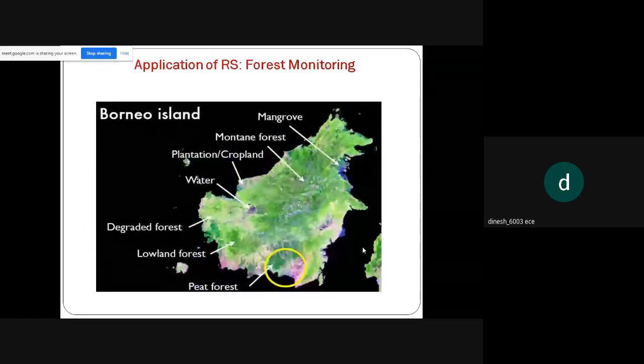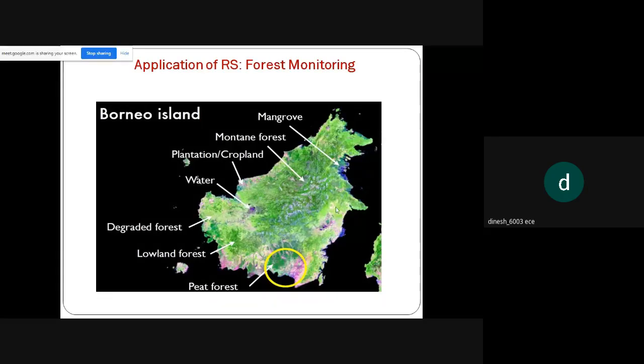And this remote sensing is used in forest monitoring also. You can see that mangrove forests will look like this at Borneo Islands. Montane forest will look like this. Here it is. Plantation or cropland is like this. Water is here. Degraded forest is like this. Lowland forest is like this. Peat forest is like this.